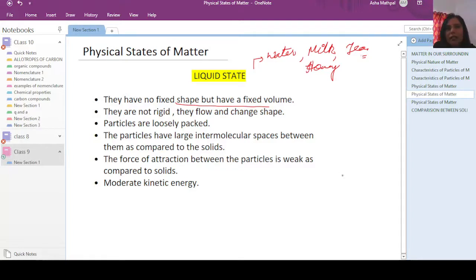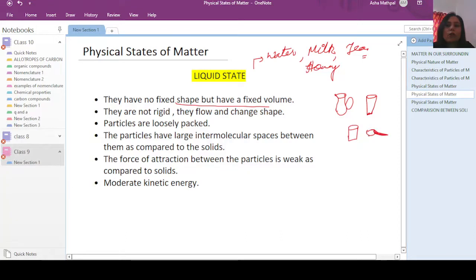So we know that they are not having a fixed shape. For example, here there is a jug which is in the shape of a pitcher. There is a glass, which is quite having the slanting boundaries to it. There is a beaker like this. There is a spoon here like this.